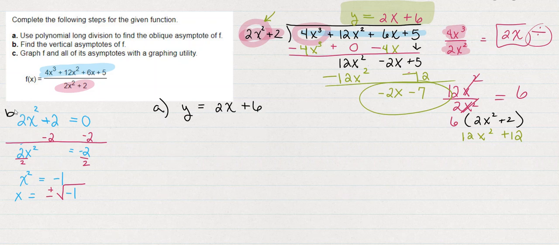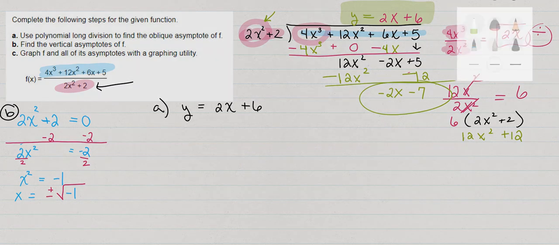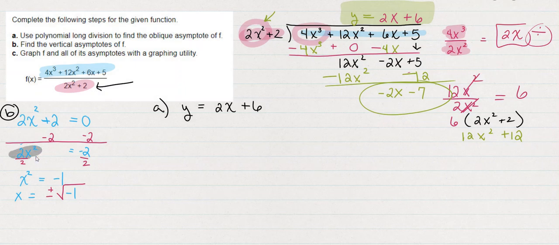Part B, find the vertical asymptote. We find the vertical asymptote when the denominator, 2x squared plus 2, is equal to 0. For this example, if I solve this for x, I'd subtract 2 from both sides and get 2x squared equals negative 2. It doesn't show up very well, does it? Let me change the color. And after I have the 2x squared equals negative 2, divide both sides by 2 to get x squared equals negative 1.